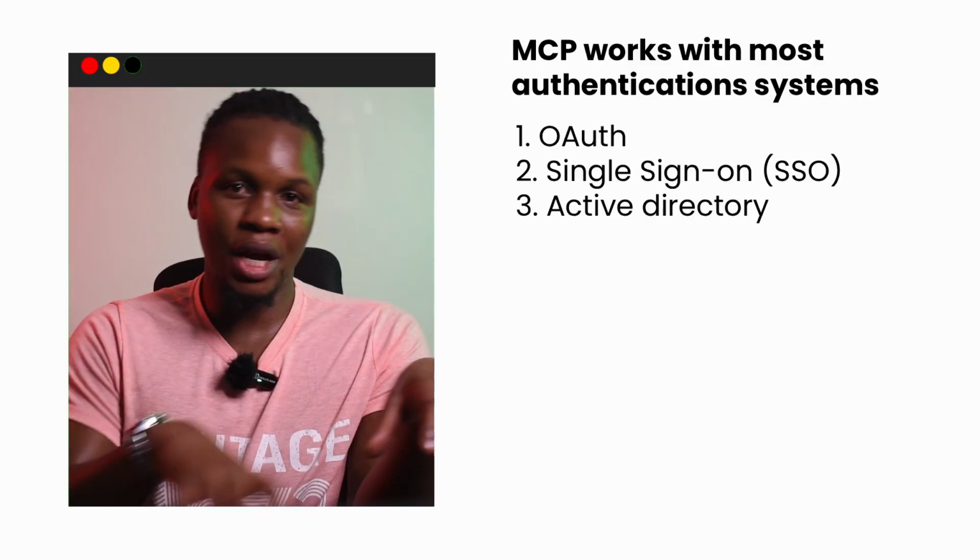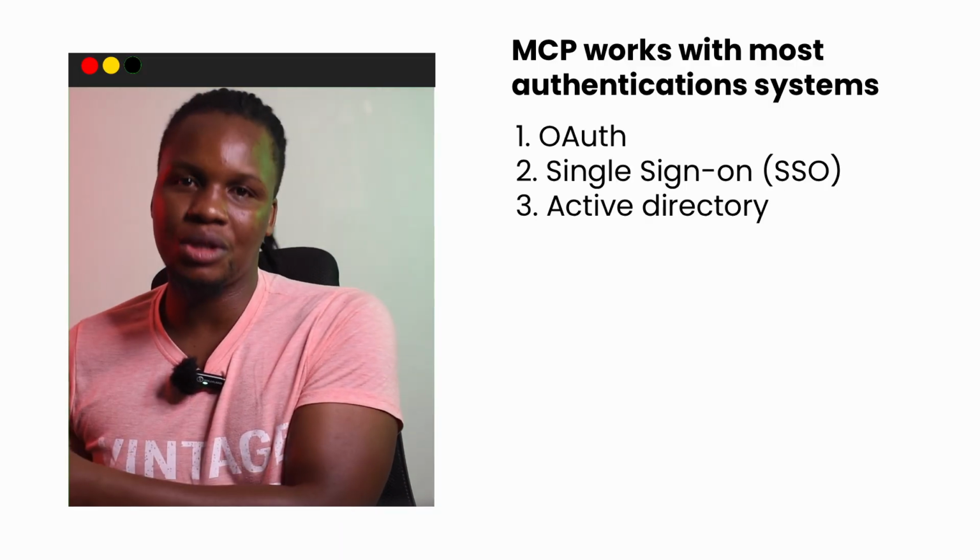So your IT team doesn't have to build a new permission system for every system. Basically, MCP is going to work with the permission systems in whatever it's connected to. So if it's a CRM, it'll use the regular logins there. Whether it's OAuth or SSO or Active Directory, you name it, MCP can work with pretty much all of them. Okay. And it's kind of a big deal.